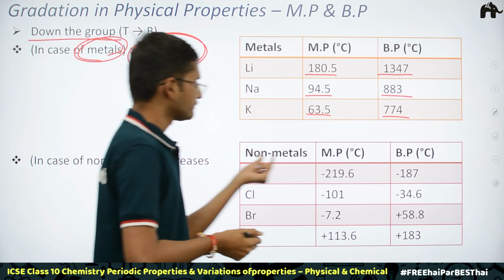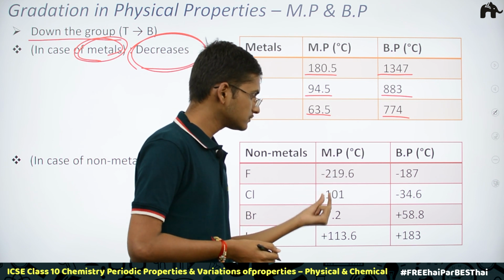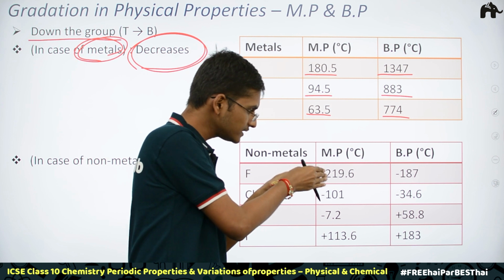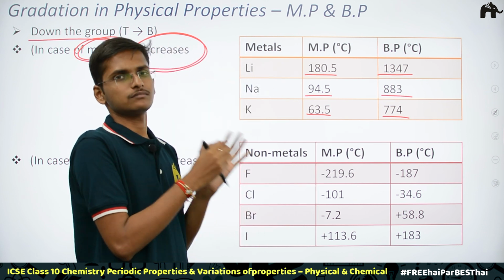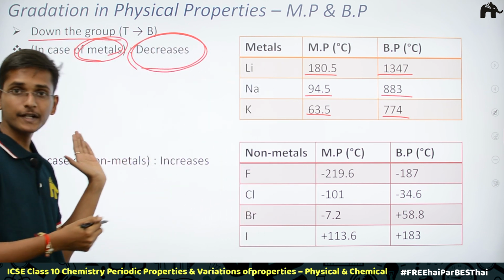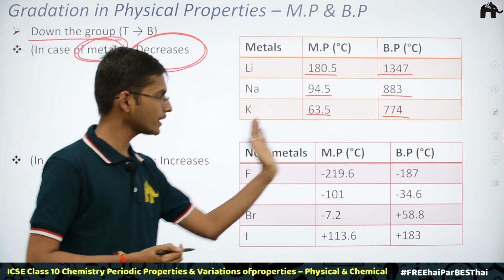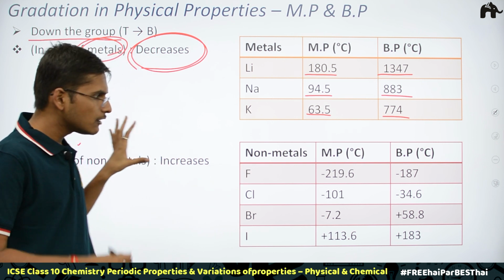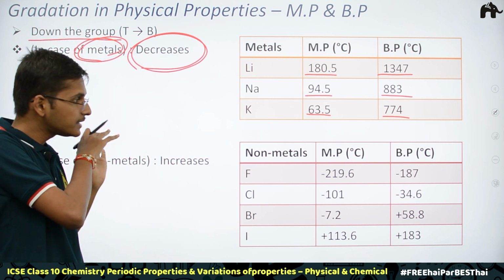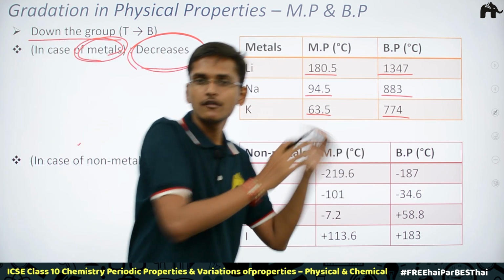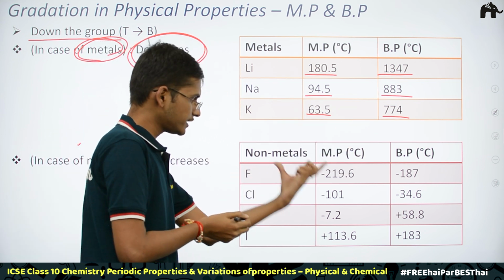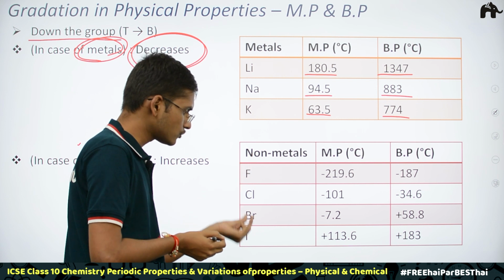Now, in the case of non-metals, what is happening? Let's see. Melting point minus 219, minus 101, minus 7.2. We know the number line: from minus 219 to minus 101, then to minus 7.2, and then again moving to plus 113. So what we are seeing is that the melting point is increasing, from minus to plus. This was the variation of melting point in the case of non-metals: fluorine, chlorine, bromine, iodine.